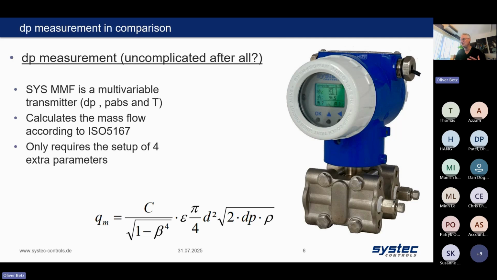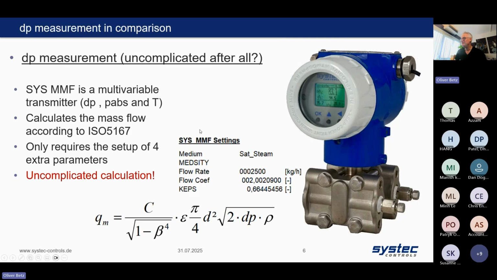And the very good thing, which is special about the SysMMF, it only requires the setup of 4 parameters. Some of you guys might have some experience with multivariable transmitters. And as a matter of fact, most of our competitors, they are extremely complicated in setup, not for the SysMMF. So this is really very uncomplicated. And this is in the end the parameters which the SysMMF additionally needs. You can transmit them by HART protocol, or you can simply punch in these values by the front keys.